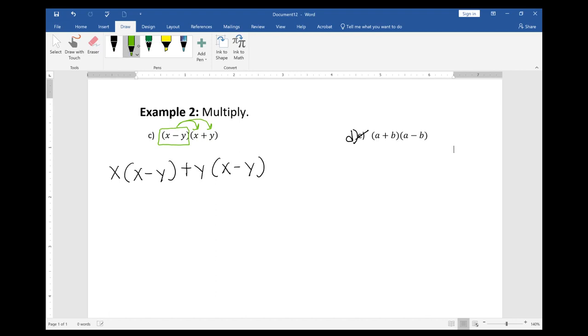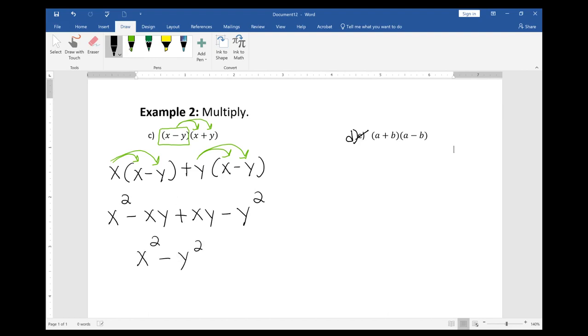We will continue our distribution. So x times x, times a negative y, times x, y times a negative y, leaving us with x times x, x squared, x times negative y, negative xy, y times x, positive xy, and positive y times negative y, negative y squared. If we combine like terms, negative xy plus xy will be 0, leaving us with x squared minus y squared.